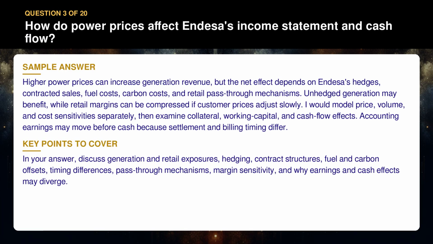In your answer, discuss generation and retail exposures, hedging, contract structures, fuel and carbon offsets, timing differences, pass-through mechanisms, margin sensitivity, and why earnings and cash effects may diverge.